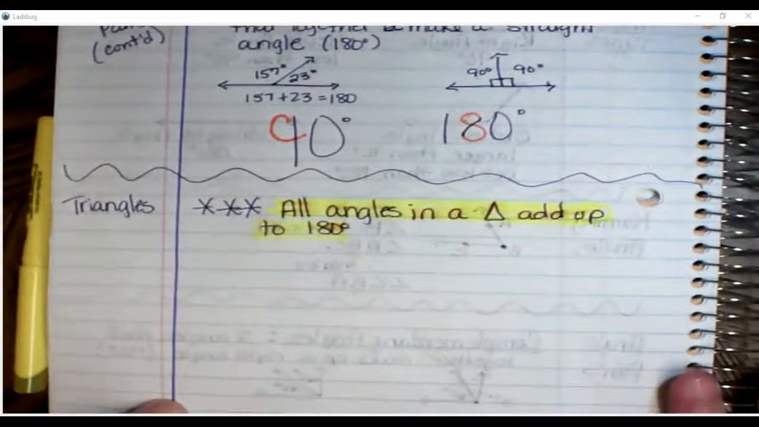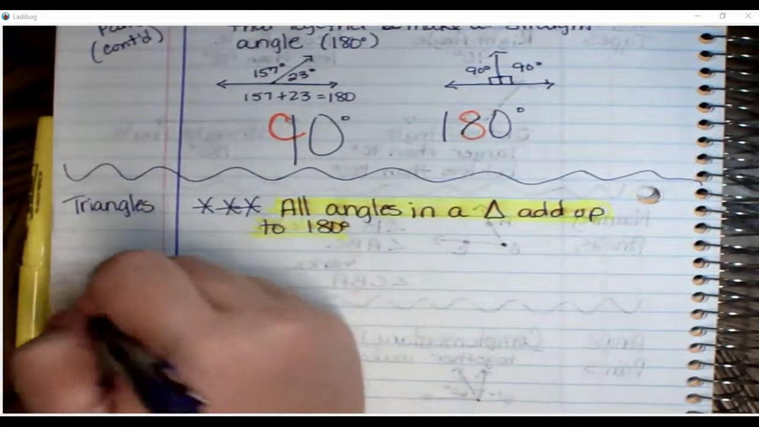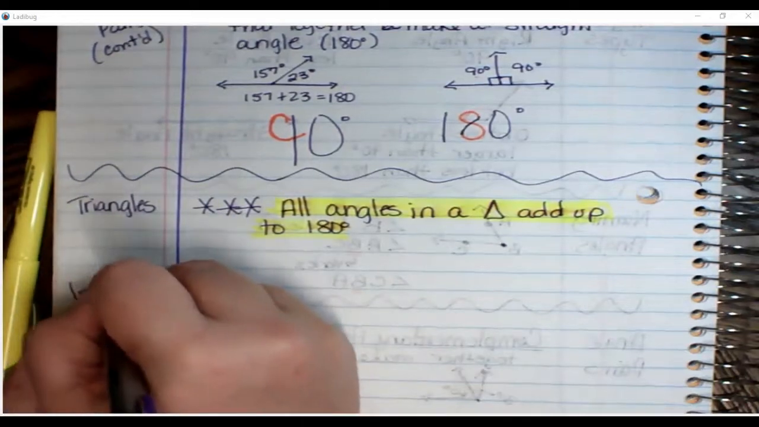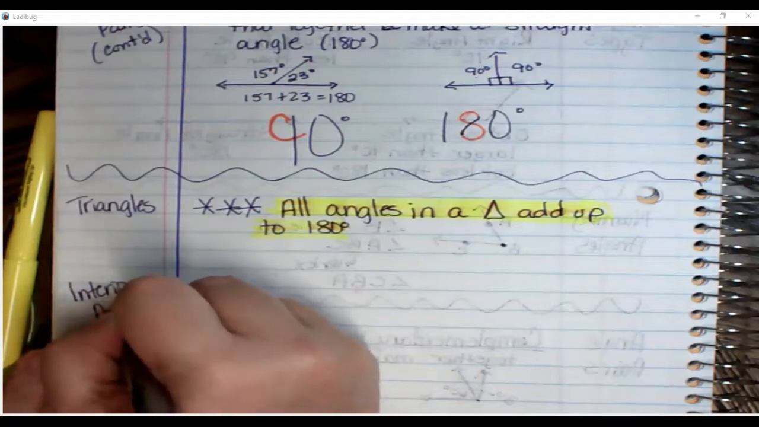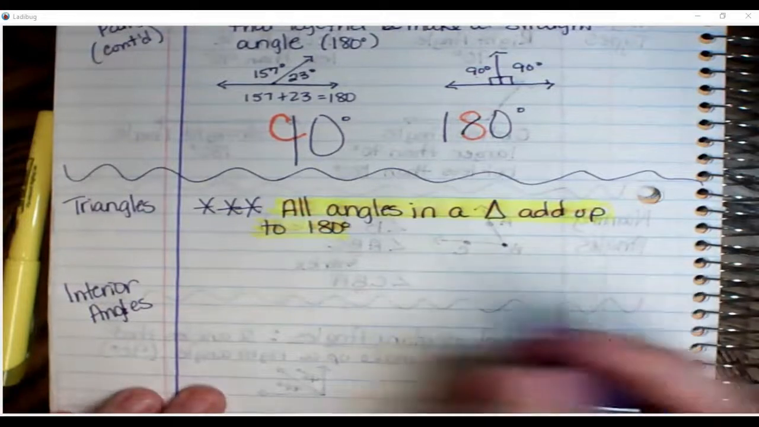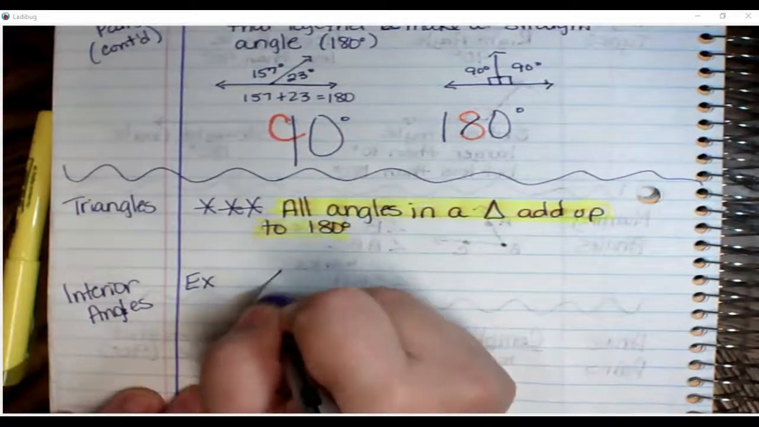So let's look at some examples. First, we're going to talk about the interior angles of a triangle. What does interior mean? Interior means the inside. So, interior angles. An example.